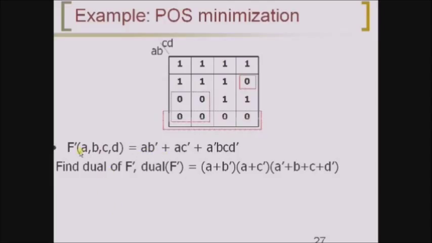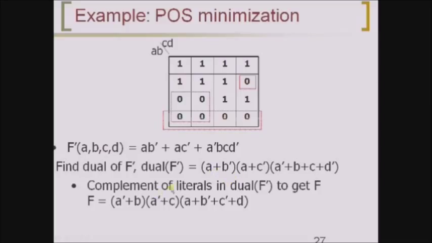Now we have got F complement. Now we have to find the duality of this particular function. So how to find the duality? Replace all ANDs with OR and ORs with AND. If you replace all those, then you get this kind of expression, and then complement the function. Therefore F complement whole complement is nothing but this expression that we are going to get.